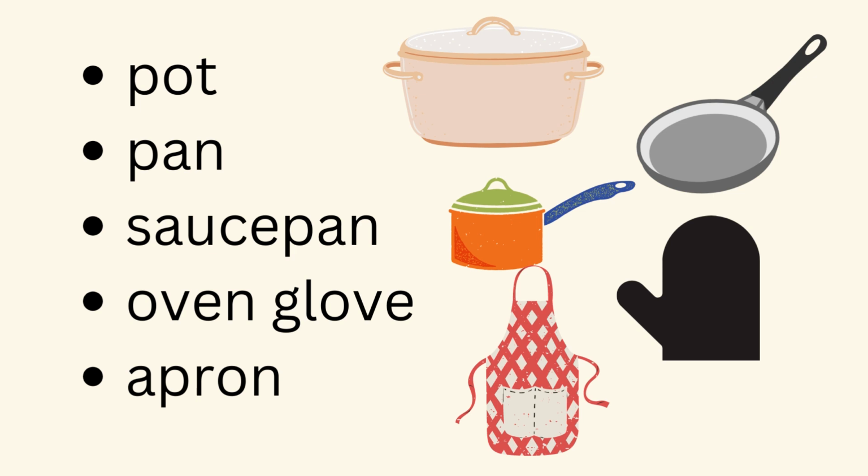Now let's move on to the next word, which is apron. What is an apron? An apron is a garment worn on the front of the body to keep the clothing from getting dirty. Now here is an example of a sentence where we use the word. Her mother wore an apron so that she does not mess up herself.